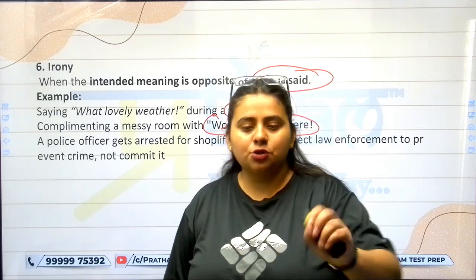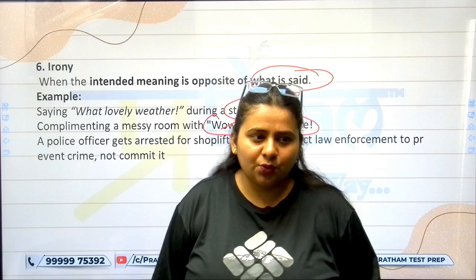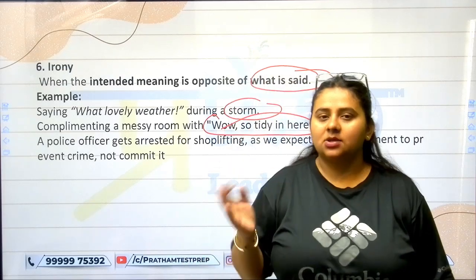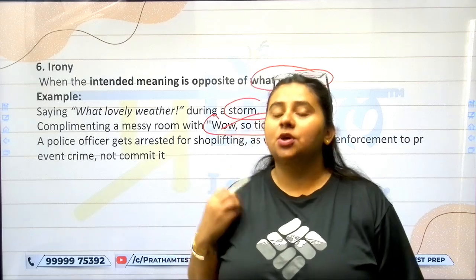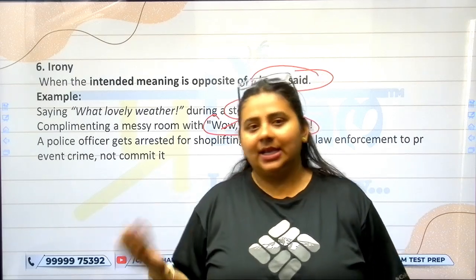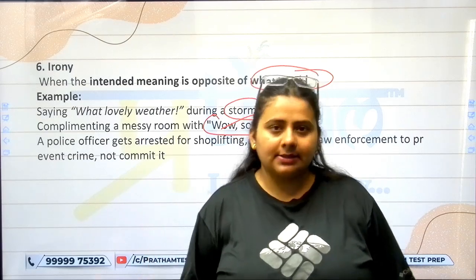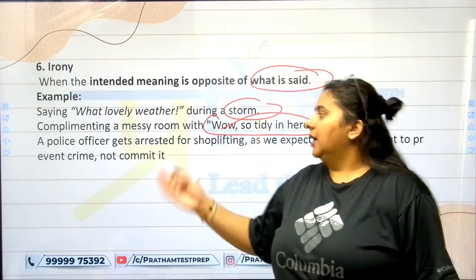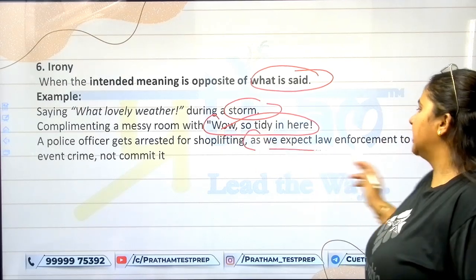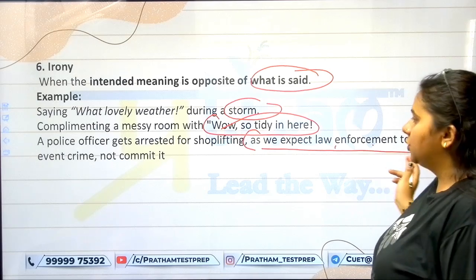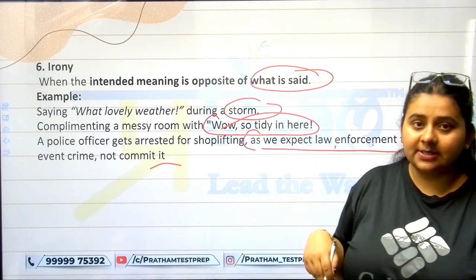So when you do not want to say something negative directly about something, like let's say if I talk about a student who's pathetic at maths, or let's say bad with English, and I'm like, oh, you are so good at verbal, and he knows that he is not so good at verbal. So that would be my way of using irony in a sentence. Similarly, a police officer gets arrested for shoplifting, because we expect law enforcement to prevent crime, not to commit it. So that would be kind of irony for us.